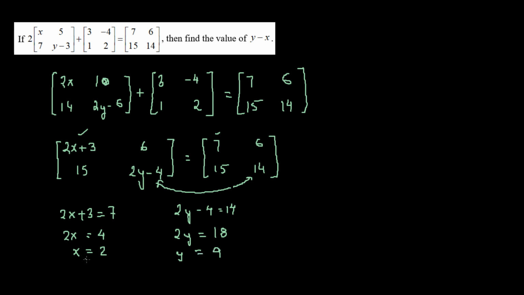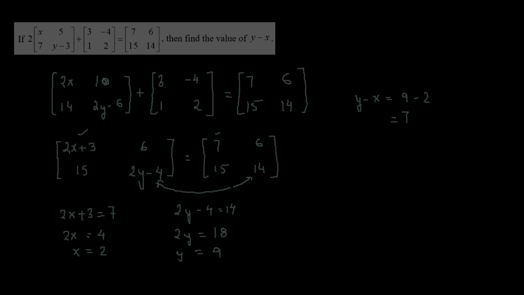So now that we have the value of x and y, we can find out what the value of y minus x is going to be. So that is going to be 9 minus 2, which is equal to 7. There you go. So that's the value of y minus x.